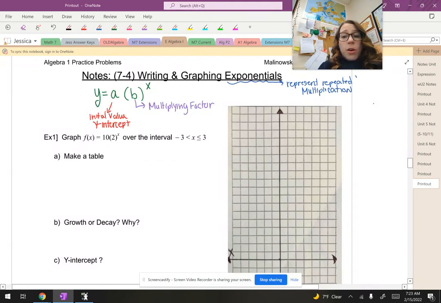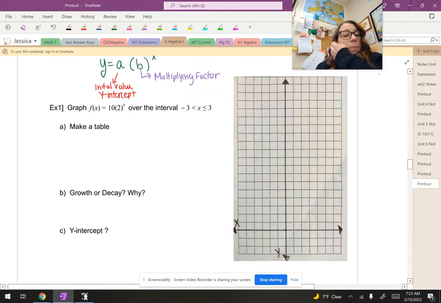Okie doke. So let's take a look at the first example, writing and graphing. We're going to start with some graphing here. Example 1 is asking us to graph the function f of x is equal to 10 times 2 to the x power over that specified interval, and we need to make a table.